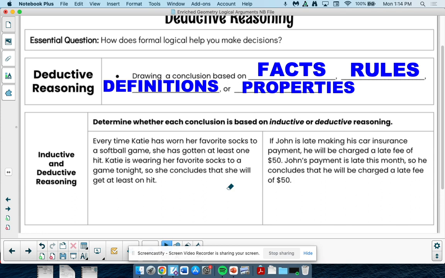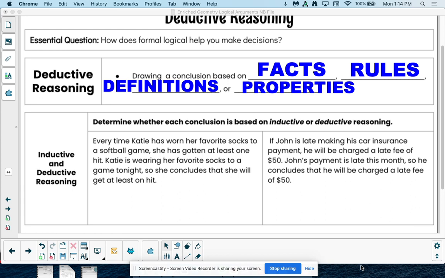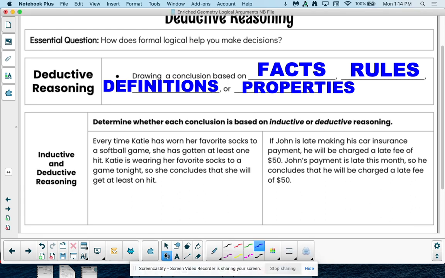So our job on these next two situations is to decide if our conclusion is based on inductive reasoning or deductive reasoning. So it says every time Kate has worn her favorite socks to a softball game, she has gotten at least one hit. Kate is wearing her favorite socks to a game tonight, so she concludes that she will get at least one hit. What would that be? It's not factual. It's inductive. Is that facts or not? No. Well, it's not false, but inductive. That's inductive reasoning. We'd like to believe superstition is real, right? But it's really just an observation or a pattern.